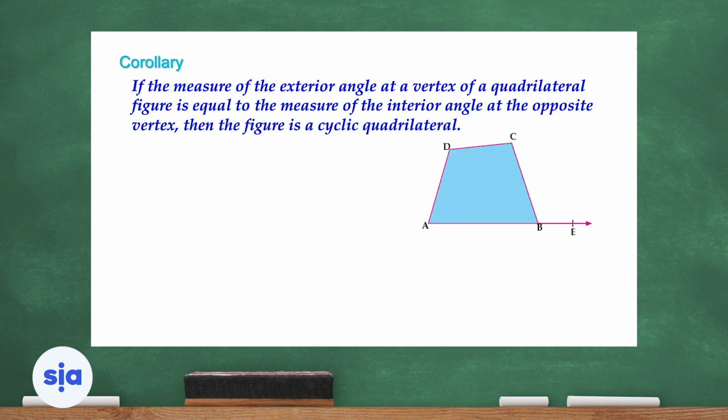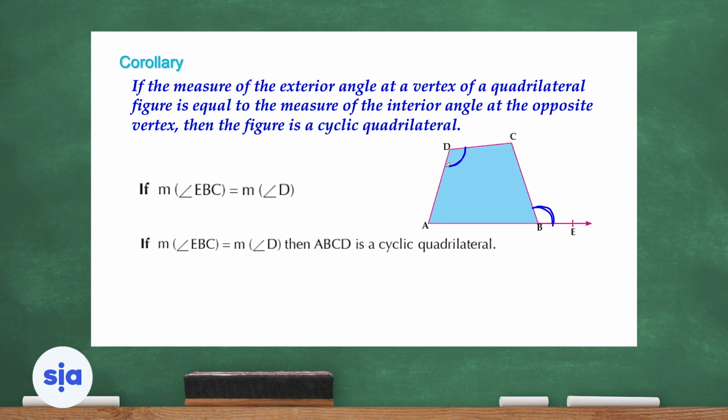Let's see another corollary. If the measure of the exterior angle at a vertex of a quadrilateral is equal to the measure of the interior angle at the opposite vertex, then this figure is a cyclic quadrilateral. So here, if the measure of angle EBC is equal to the measure of angle D, then ABCD is a cyclic quadrilateral.